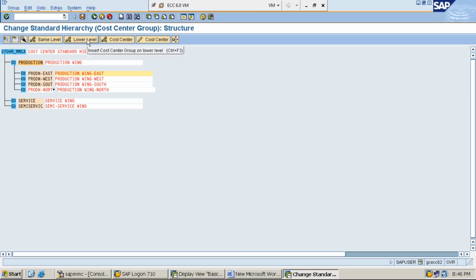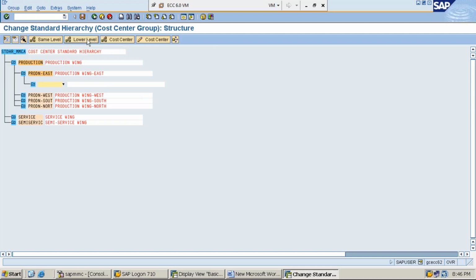Click on lower level. So I am naming it as MACHINE, machine department. Hope you are understanding the concept, Zoe, right? Yes. Okay. So I have given description as machine department.